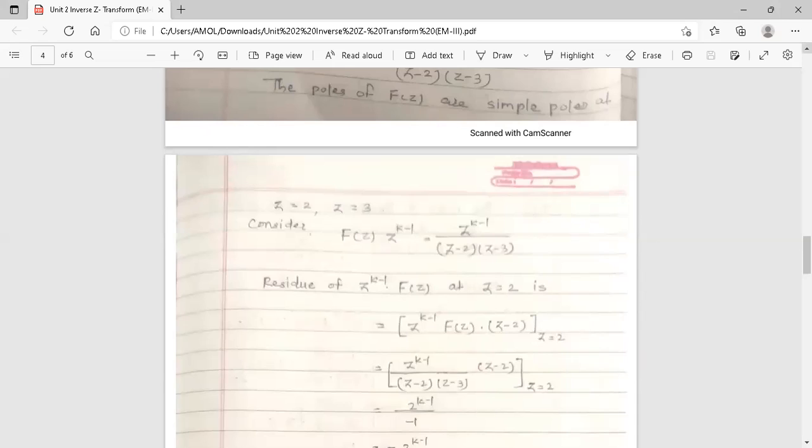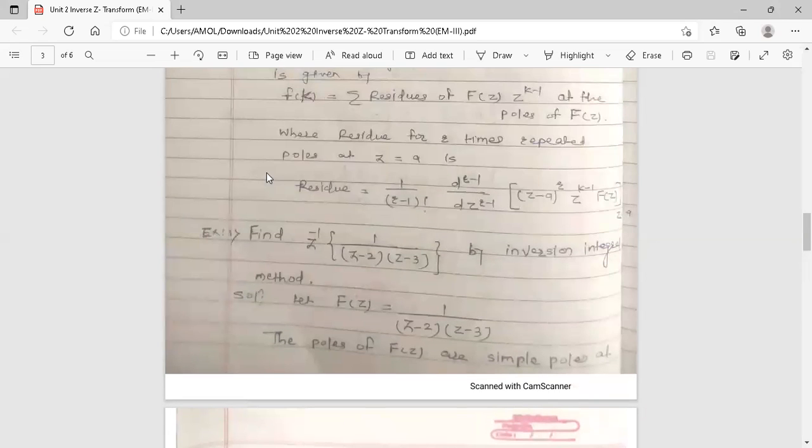So if r is equal to 1, then how to find the residue? r is 1 means 1 minus 1, 0. 0 factorial is 1. So this first term is 1. Again, r is equal to 1, so 1 minus 1, 0. d raised to 0 means 1. So this term is also 1.